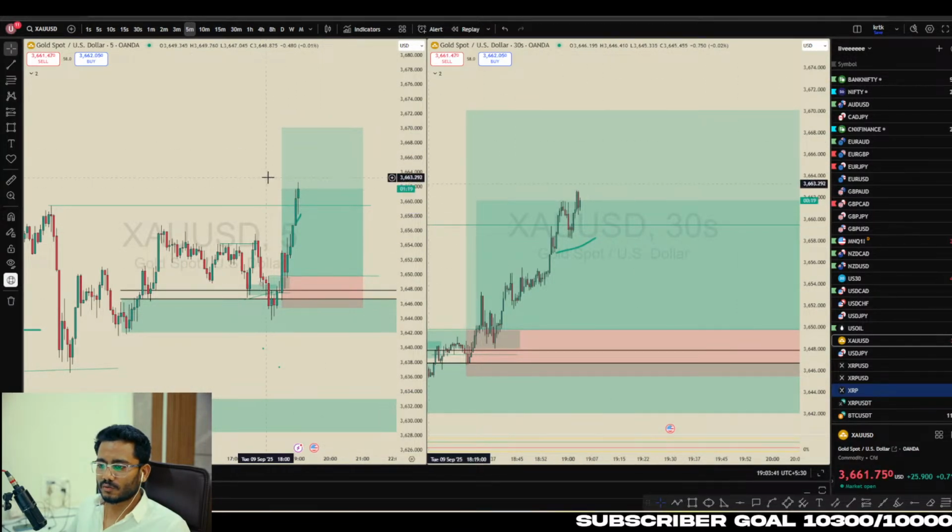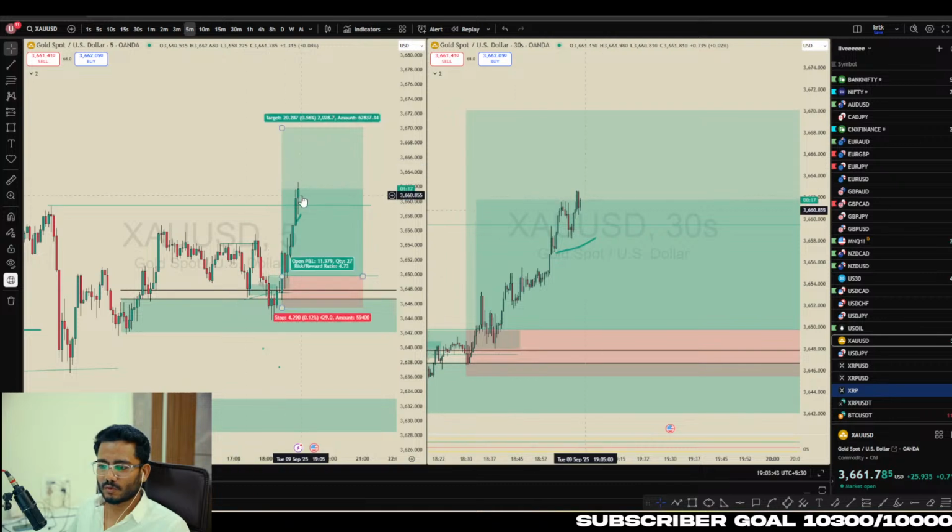This move should continue. So set your targets, close some of your position over here, and then target 3670.